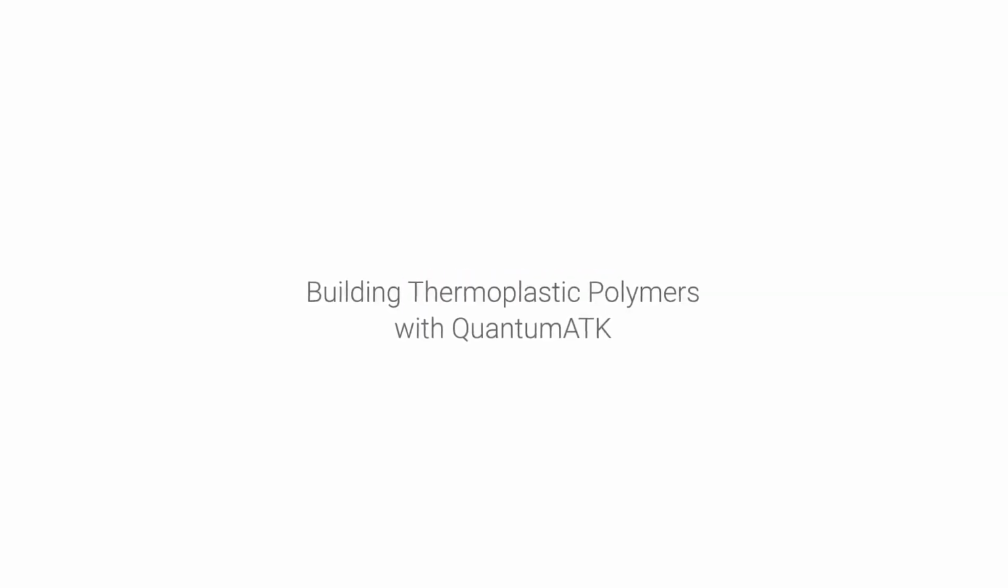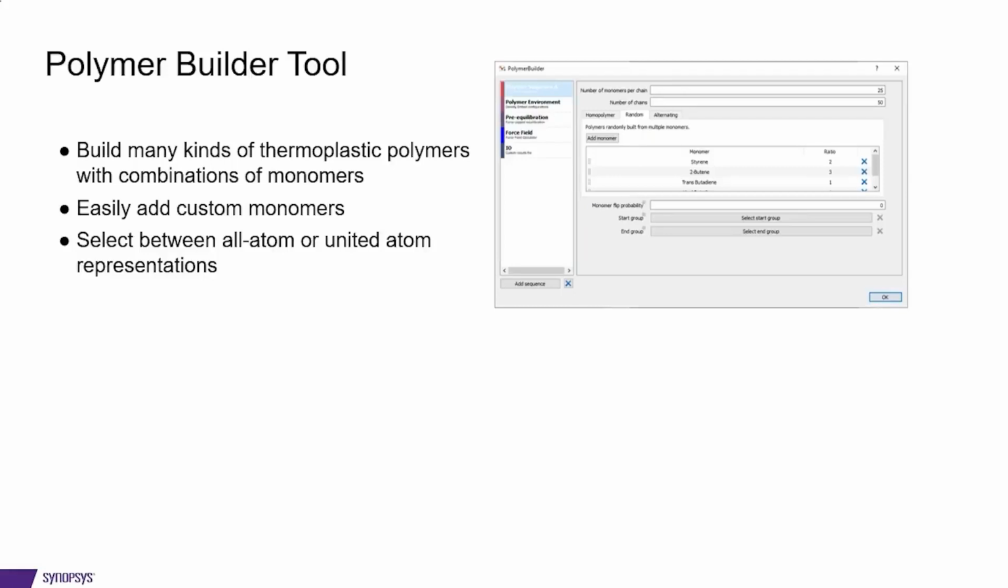So let's start by looking at building thermoplastic polymers in QuantumATK. Using the polymer building tool in QuantumATK, you can build many kinds of thermoplastic polymer systems. You can use different combinations of monomers, either as blends or as different kinds of copolymers. You can easily add in your own custom monomers to the Monomer database to create new materials.